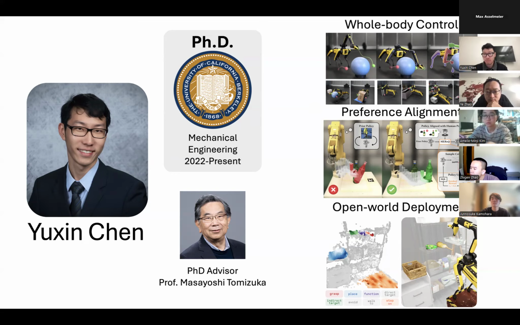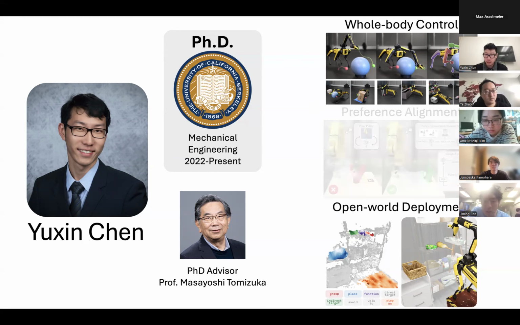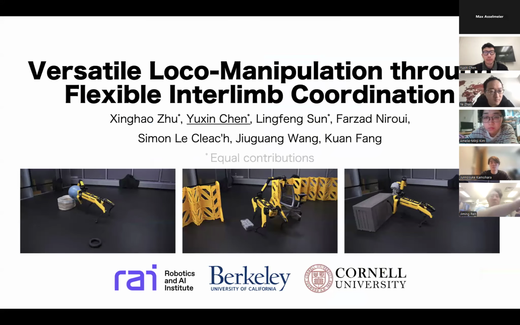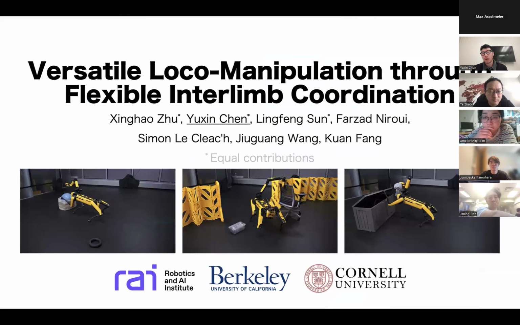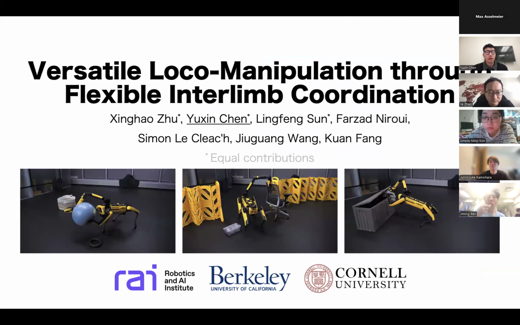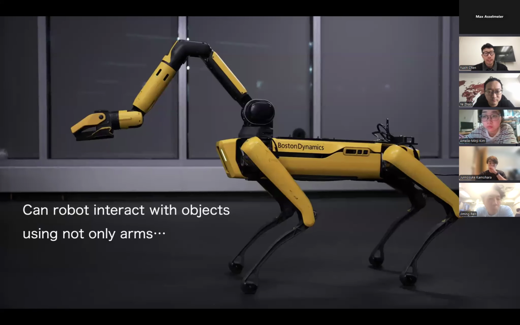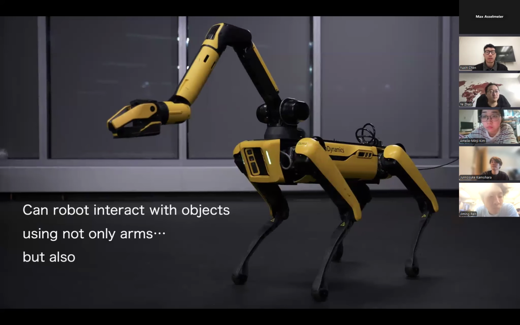And in the last year, I spent 6 months interning at the RAI Institute, which used to be the Boston Dynamics AI Institute. So today I'm going to briefly introduce the two projects I conducted during my internship at the RAI Institute. The first one is titled Versatile Loco-Manipulation Through Flexible Interlimb Coordination. The motivation is simple. We'd like to see whether robots can interact with objects using not only arms, but also the legs.